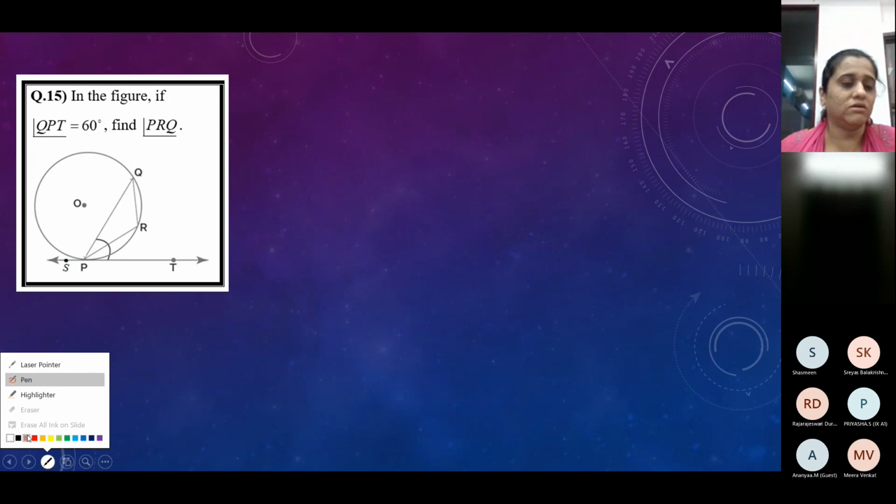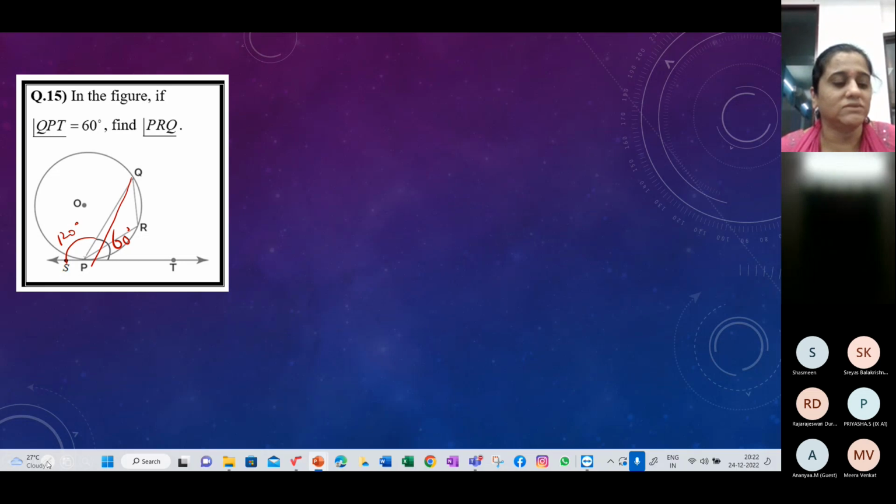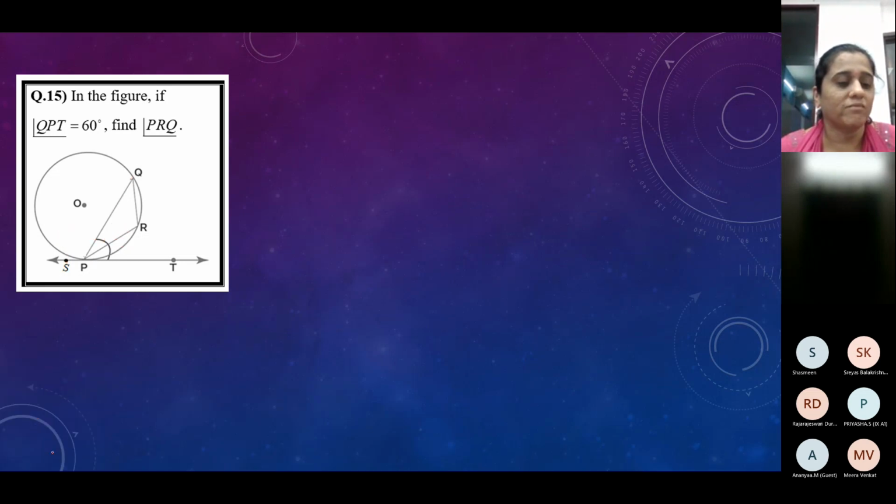So here, this is 60 degrees. So by linear pair, this is 120 degrees. Now this is the chord, this is a tangent. This is 120. Now leave that segment. This is the segment in which you have this angle.